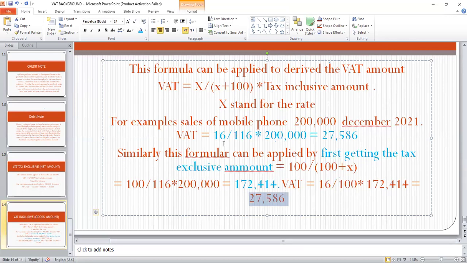So that's all about this class. In the next class, I'm going to have an illustration for accounting for VAT. This class was just an introduction so that you're able to know the background of VAT. So I'm going to bring a calculation question where we are able to see how to account for VAT.